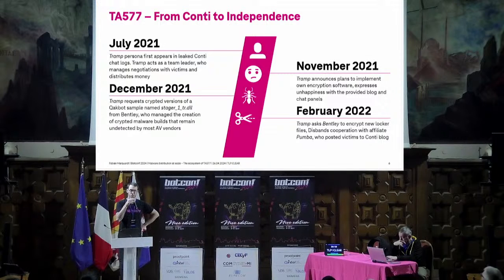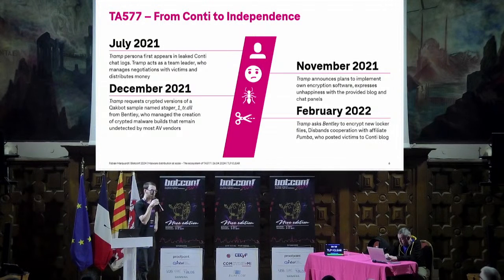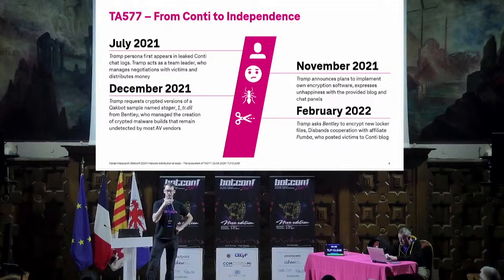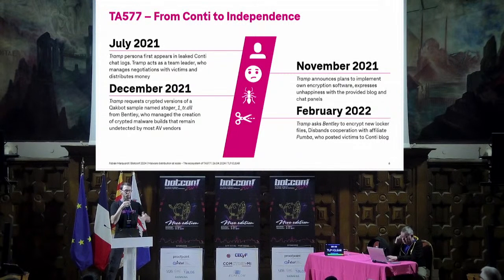Yeah, then in February 2022, a lot of things suddenly happened. He asked the same person to crypt another malware sample. This time he said it's a new locker. So we might guess that this is what they have been working on during the last months after they said they are no longer really happy with what Conti is doing. And at the same point in time, he also disbanded the cooperation with affiliates within the Conti group, which is kind of interesting. This is the point where he likely switched to running his own kind of stuff.